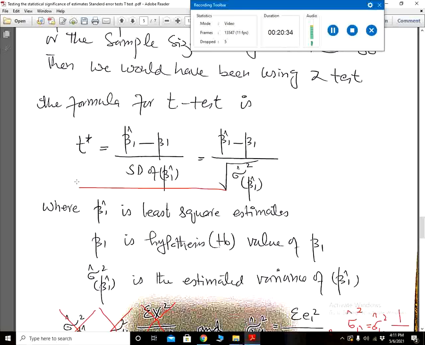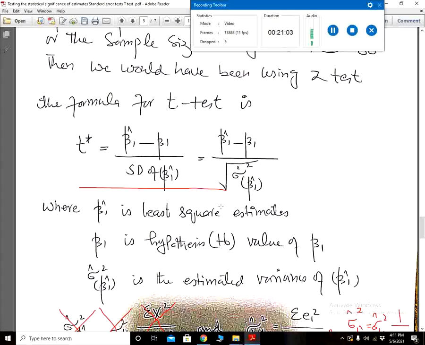This is the value of the coefficient that we suppose in the null hypothesis. And here in our example we suppose that beta 1 is equal to 0, so we will put here beta 1 is equal to 0 divided by the standard deviation of beta 1 cap, and the formula is beta 1 cap minus beta 1 divided by the square root of the variance of beta 1 cap. This is the formula for the t test.